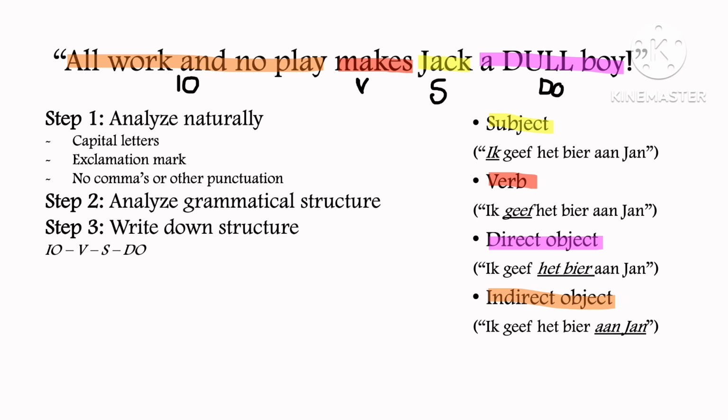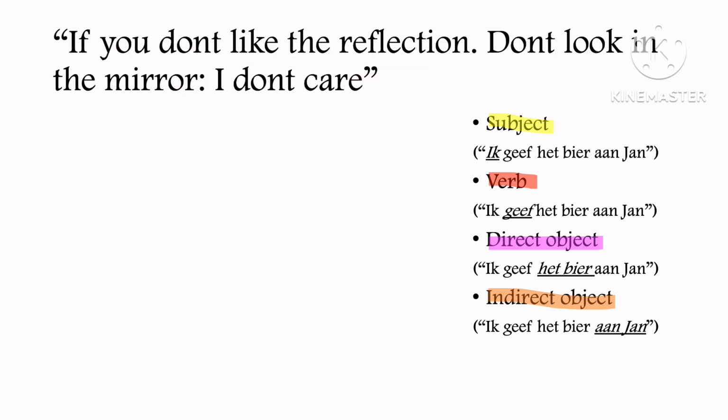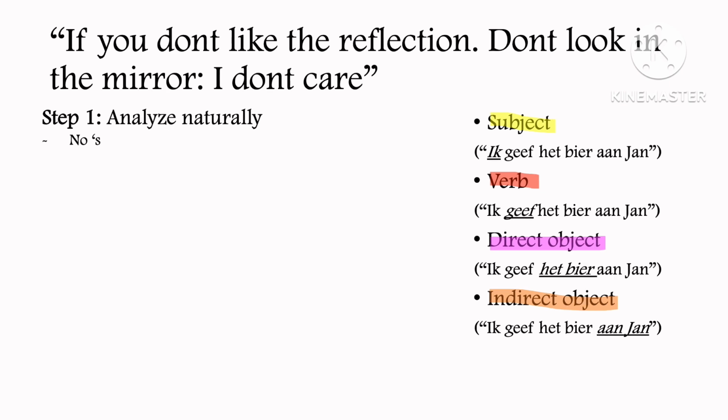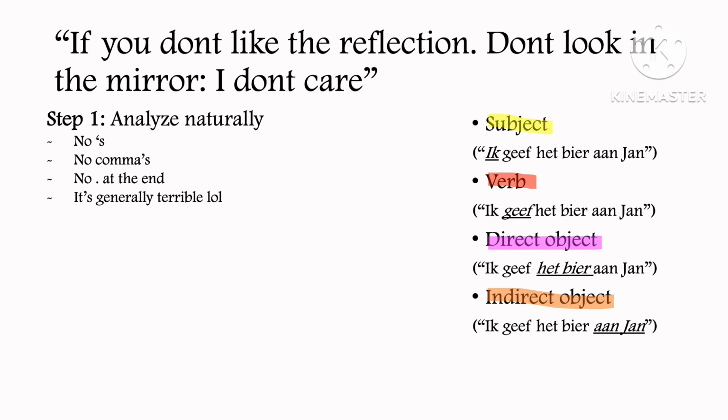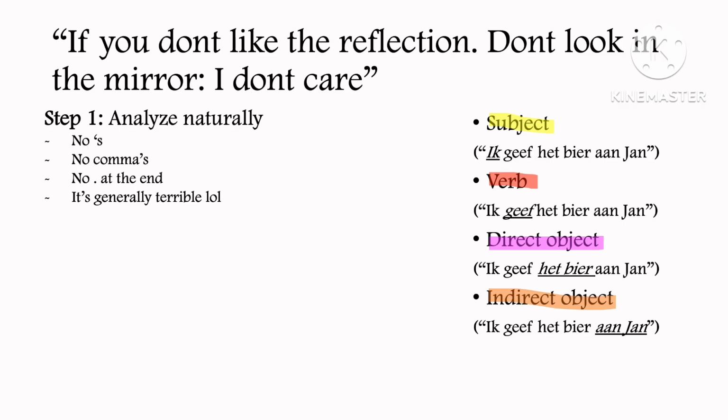The fourth step is to compare it with the other things. Now, of course, we don't have anything to compare this with, but don't worry, I have a second slide. If you don't like the reflection, don't look in the mirror. I don't care. So, first step is to analyze naturally. We see that there's no high commas for the don'ts, for example. And we see no normal commas. We have no dot at the end. And we just generally have a very bad writing style without punctuation.